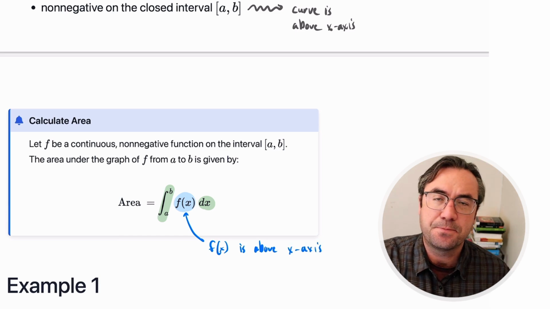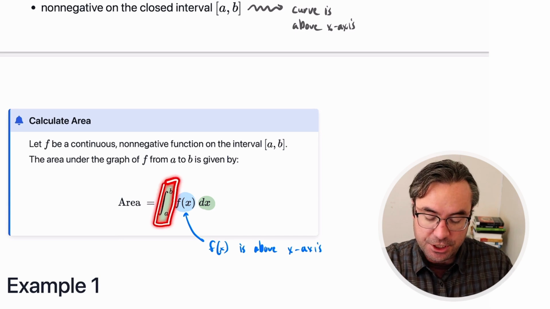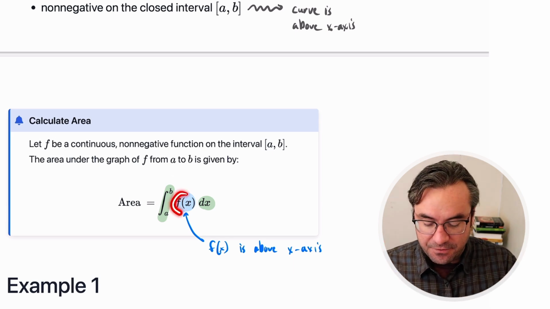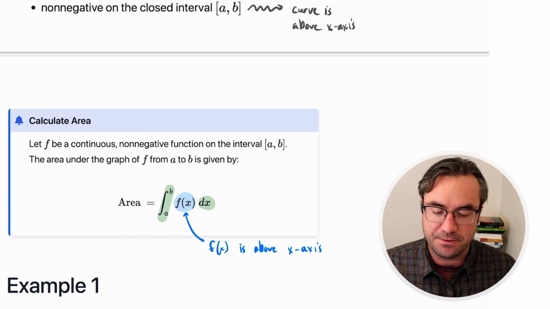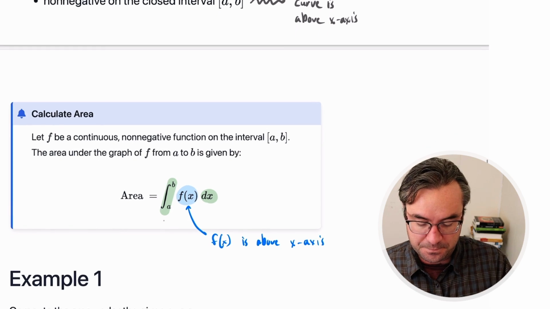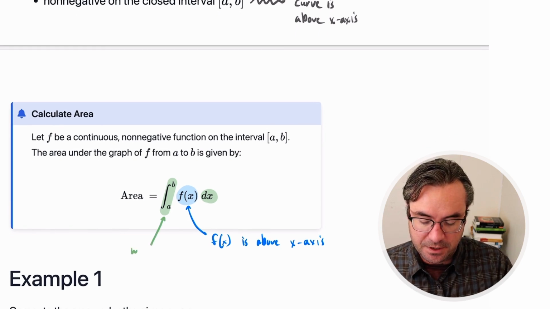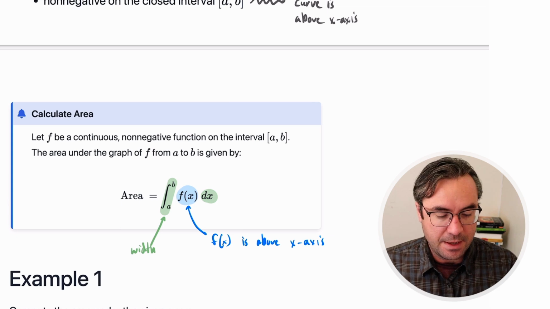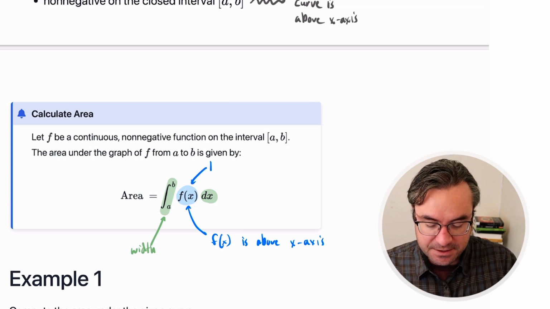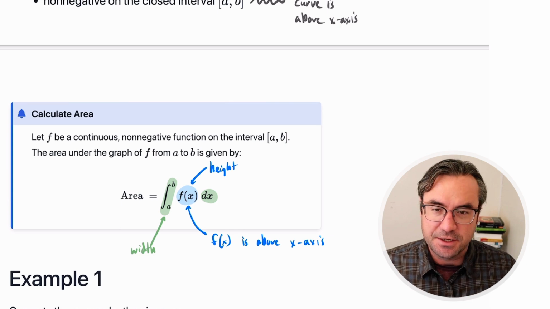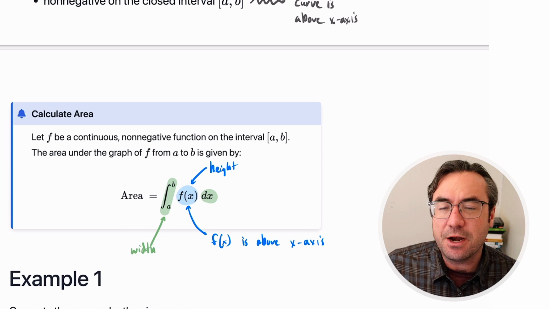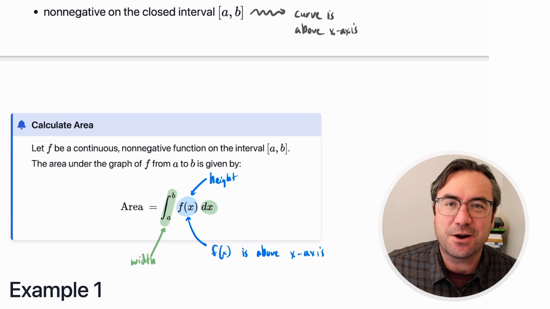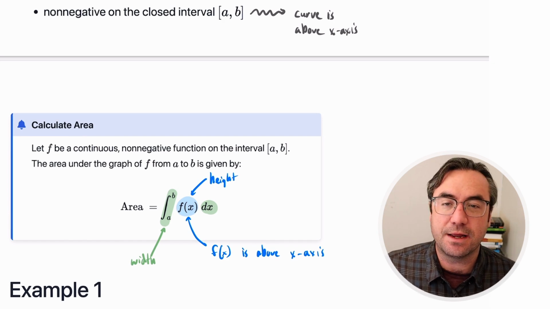So when we're doing this, you kind of want to picture the integration from a to b here as the width of our region, and then the function f of x is the height of our function. So the limits of integration here are really describing the width, and f of x is giving us the height. So what we're doing when we talk about area under the curve is doing the area of a kind of distorted rectangle almost.